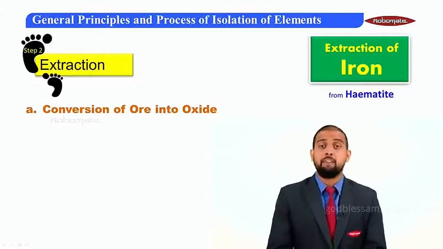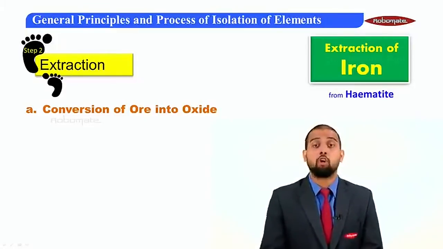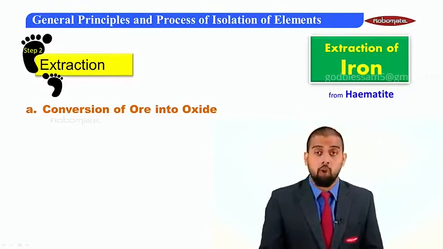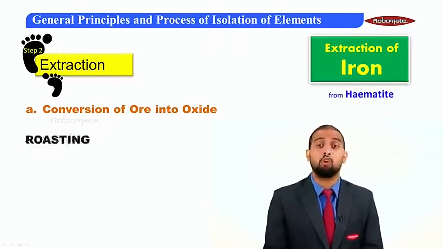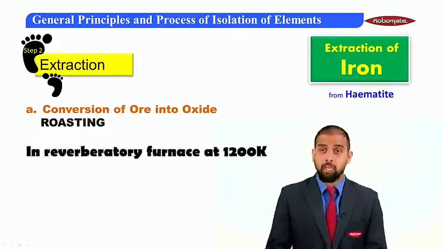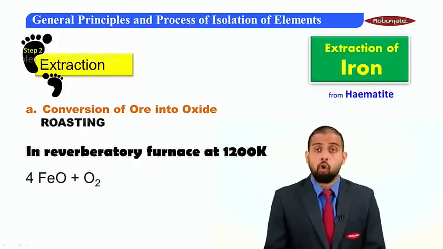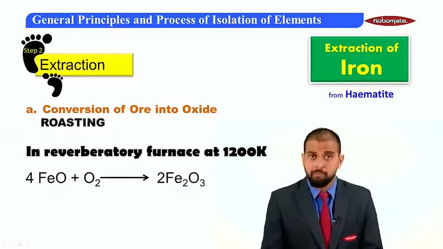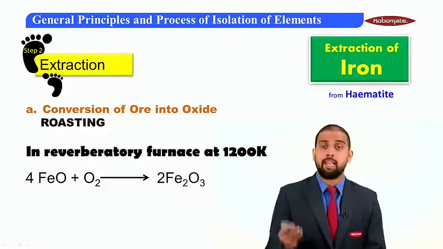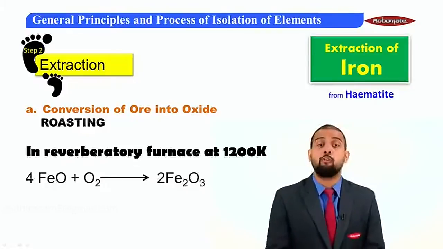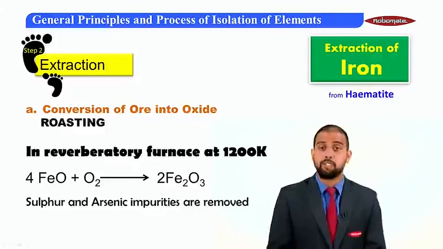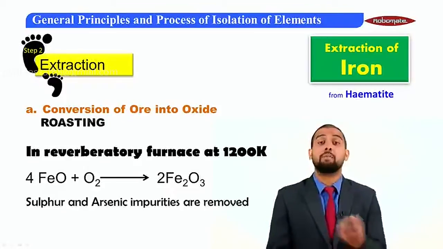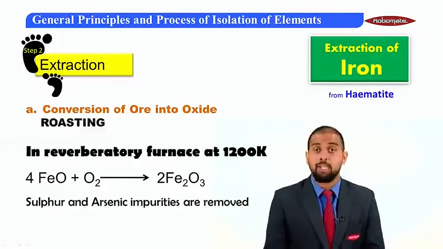Please remember, Fe2O3 also contains a lot of FeO. That is, ferric oxide also contains a lot of ferrous oxide. So what we should do is roast it. When you roast it in the reverberatory furnace, FeO, heated in the presence of oxygen, gets converted into Fe2O3. This way, the entire ferrous oxide will also get converted into ferric oxide. Well, that is the first step. Secondly, if there are certain impurities like sulfur and arsenic, they will be removed as volatile gases. Well, that is the first step.